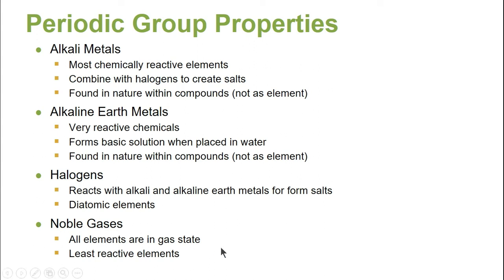And then our noble gases are all elements in the gas state. And these are the reverse. These are the least reactive elements. And we're going to find out that's because they have 8 valence electrons. And since atoms will form ions to get 8 valence electrons, and the noble gases already have 8 valence electrons, they tend to be very unreactive.